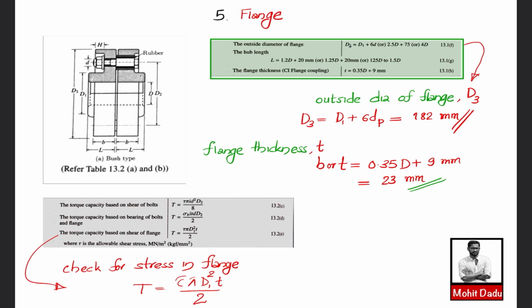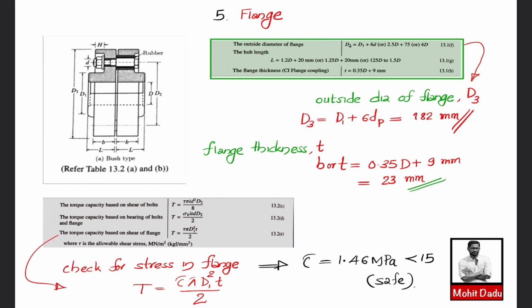And in the final step we will be making a check for stress induced in this flange also, because the shear strength of the flange material was given as 15 megapascal. This torque capacity based on shear of flange we are actually evaluating, and from this you can evaluate the tau. So you can substitute all the known values in proper units, then you will be getting the shear stress induced in the flange as 1.46 megapascal, and this is very much lesser than the allowable shear strength of the flange material, that is 15 megapascal, which was given in the question. So here also we are having a safe condition.